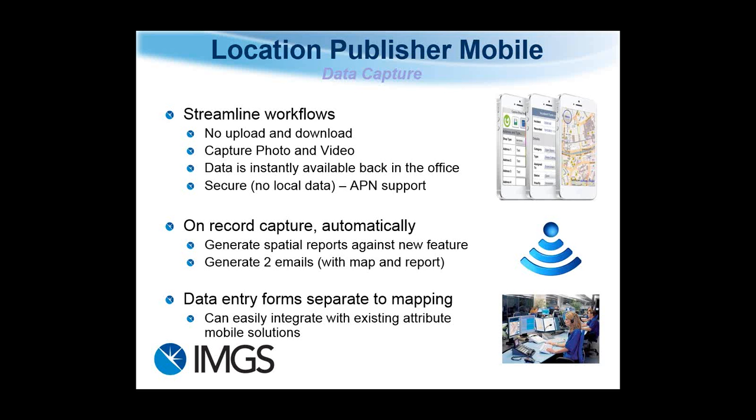We also fully support APN models where the mobile phones have a kind of VPN directly back into your office. Once a record is captured on the mobile device, our solution automatically generates spatial reports against the new feature. So it will tell the back office user, for example, what is the nearest street, what engineering area is this in, is it beside a river, is it touching some other feature.